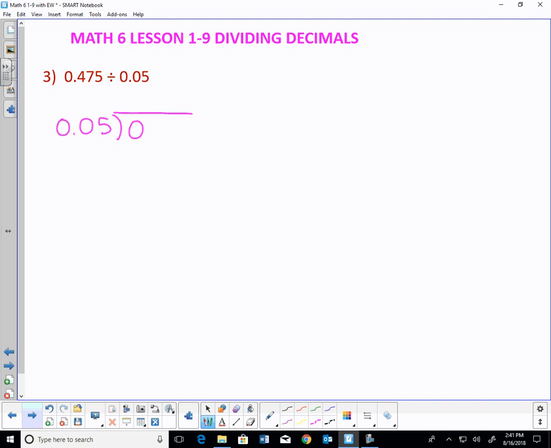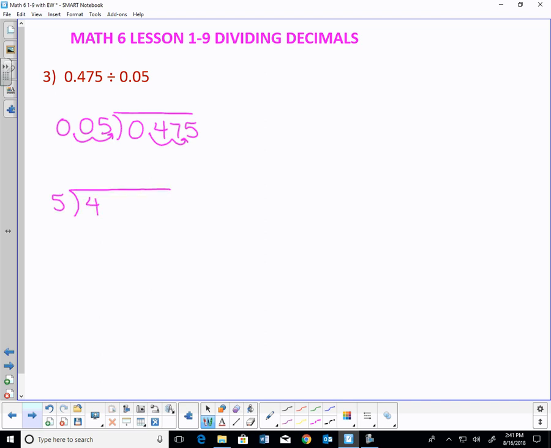I cannot have a decimal dividing into another decimal. I must move this decimal point in the 0.05 to make this a whole number. I need to move the decimal point 2 places to the right, so I need to do the same thing in my dividend. So now my divisor is 5, and my dividend is 47.5.